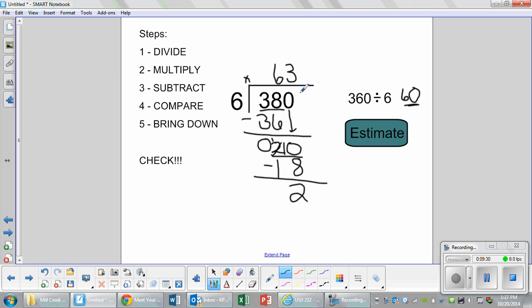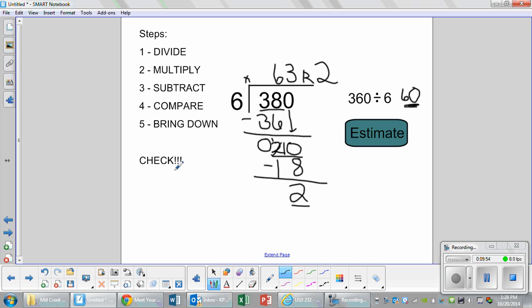Now when I get to the bring down, if there's nothing left to bring down, I know that 2 is my remainder. So I record that by writing an R, capital R, and the number 2. So my answer, my quotient, is 63 remainder 2. It's close to 60, so that tells me that I probably did my work right.